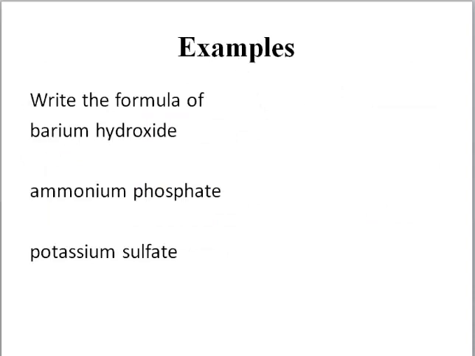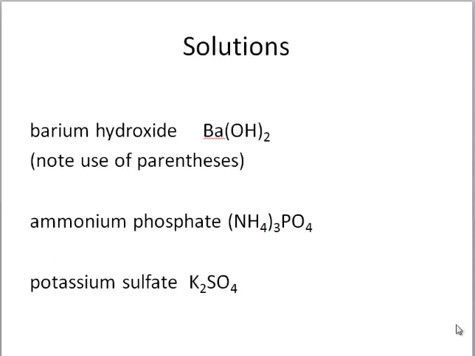Again, given a name, you should be able to produce a formula, or given a formula, you should be able to produce a name. So try writing the formula of barium hydroxide, ammonium phosphate, and potassium sulfate. Barium is a cation with a +2 charge, and so there will need to be 2 hydroxides, each with a -1 charge, to balance the charge.